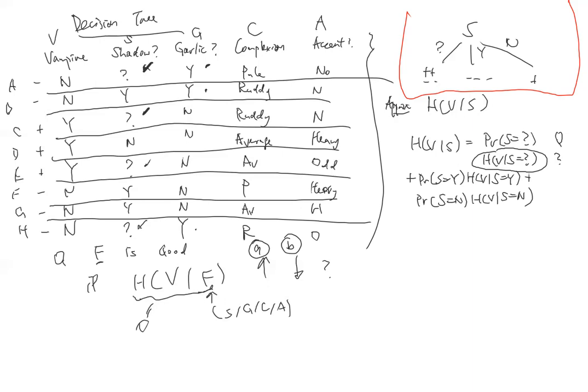So V is vampire, S is shadow, and you can extract this from the table here, but I already extracted it for you for easy visualization. You see that when someone has a feature as a question mark, don't know, half of them are vampire, half of them are not vampire.